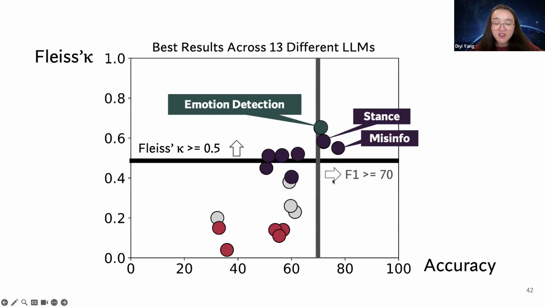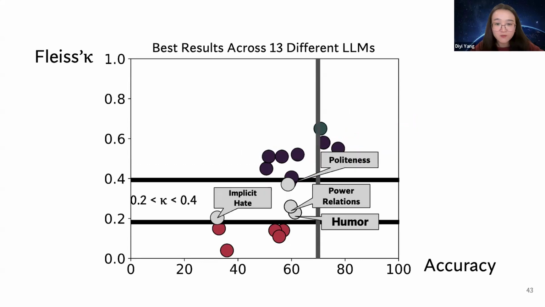Very interestingly, I think this plot basically shows that top performing large language models may be ready for some zero-shot classification tasks, such as emotion detection, stance, or misinformation detection. They all have F1 scores larger than 0.7, and Cohen's kappa larger than about 0.5. And many of them even match the human kappas reported in the original paper.